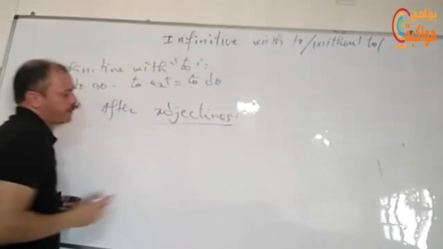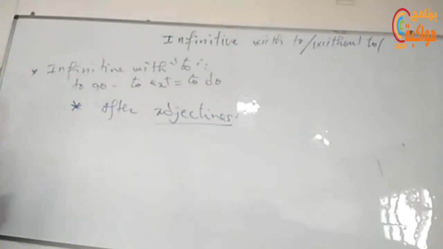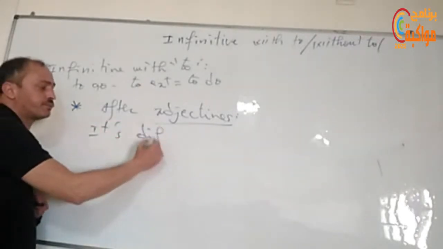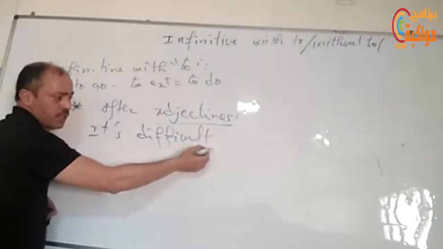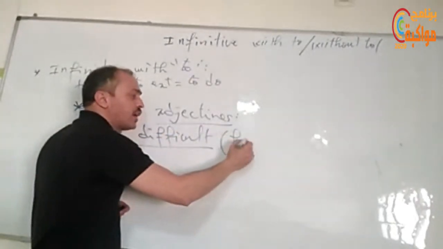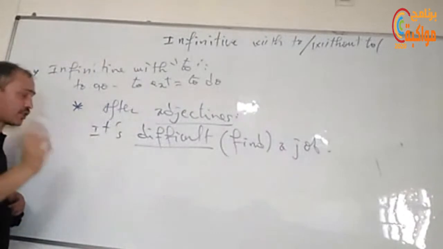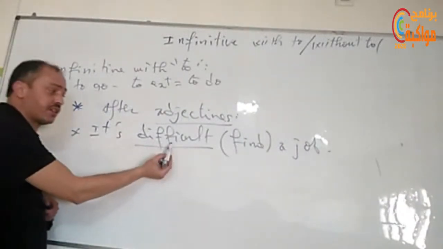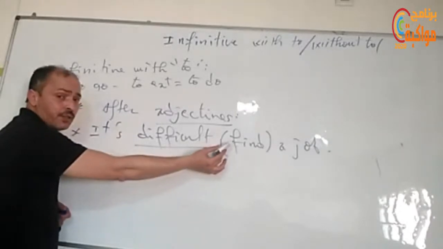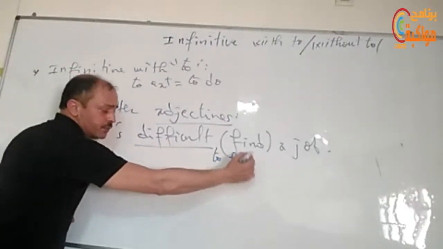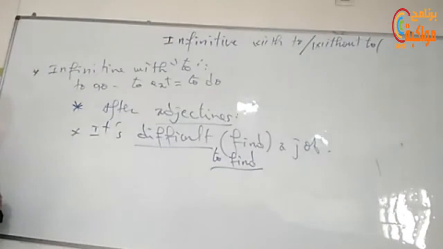So after adjectives. Maybe it is slightly difficult, but we do have verbs after adjectives in the English language. For example, it's difficult, and difficult is an adjective, to find a job nowadays. Listen to me and pay close attention. Difficult is an adjective, followed by the verb find. So we can say: it's difficult to find a job.